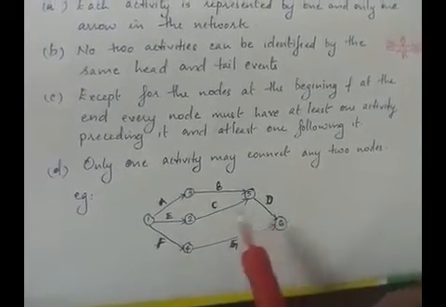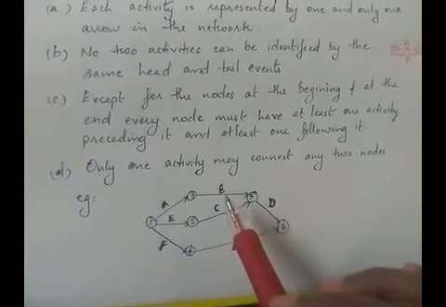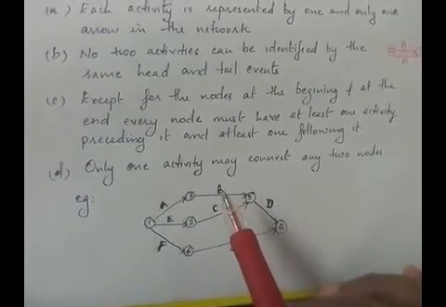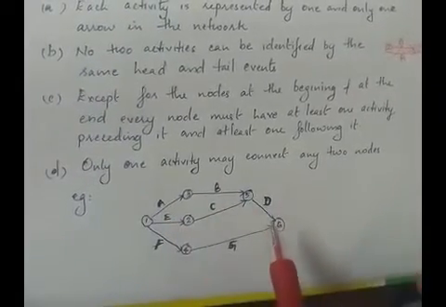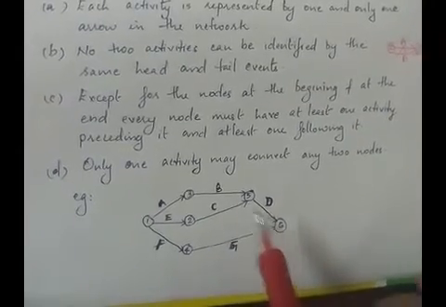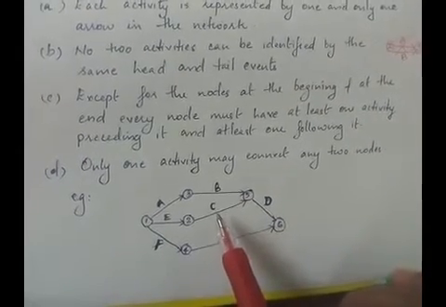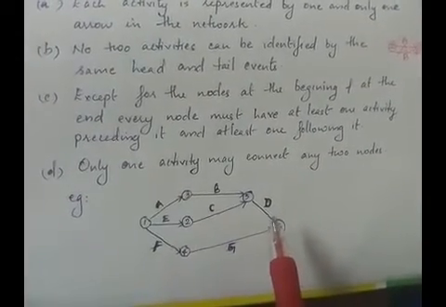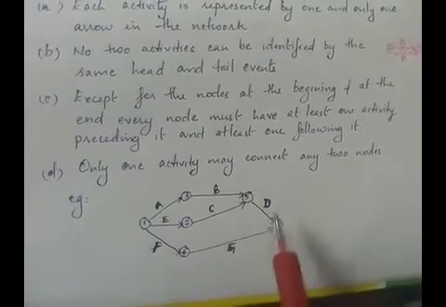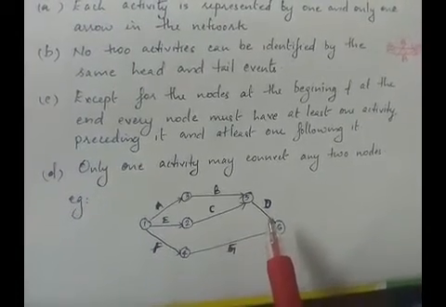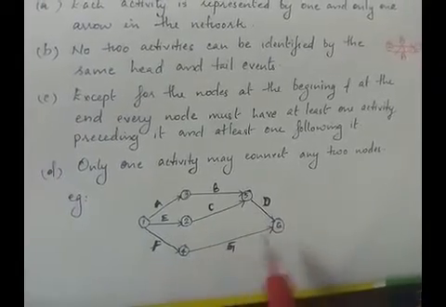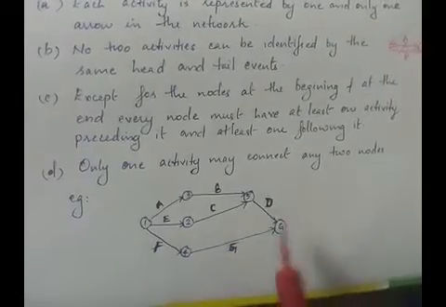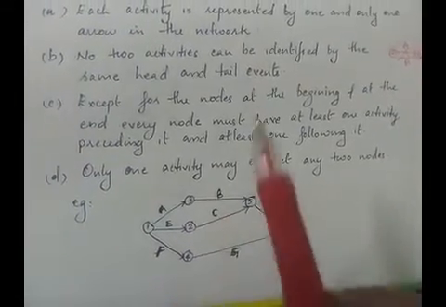Here look at B. B should have a preceding activity and a succeeding activity. Here for B, A is a preceding activity and D is a succeeding activity. The same is the case for C: the preceding activity is E and the succeeding activity is D. And look at the case for D and G. They have preceding activities, but they don't have a succeeding activity because they are the ending activities in this network diagram. So that is the third rule.